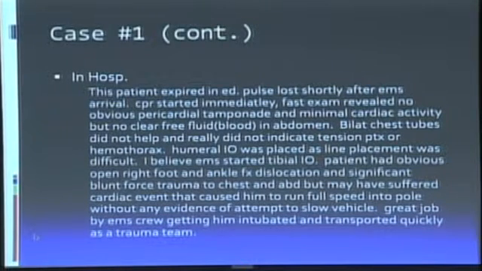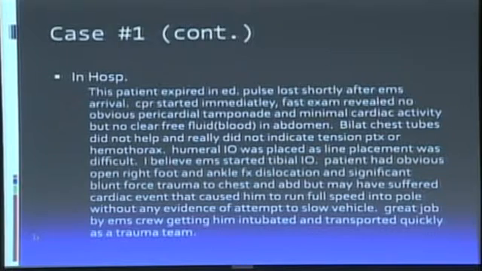There was very minimal cardiac activity. Trauma surgeons and the ED team put bilateral chest tubes in initially, and they had no indication of a tension pneumothorax on insertion of the tubes. A humeral IO was placed, as central line placement was difficult. And the patient obviously had at the scene an open right foot ankle dislocation as a manifestation of the severity of the impact, as well as the intrusion on the vehicle.